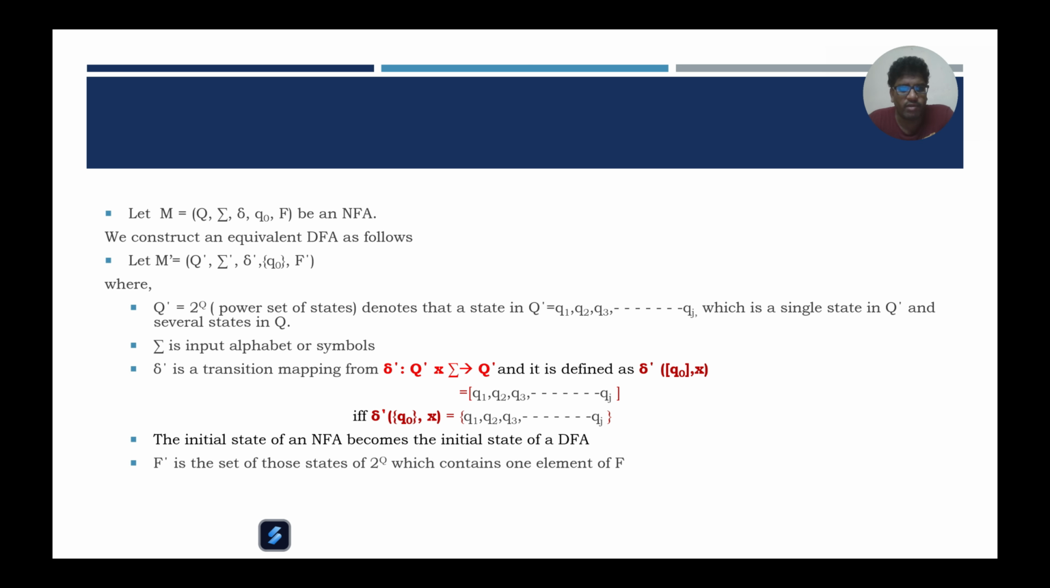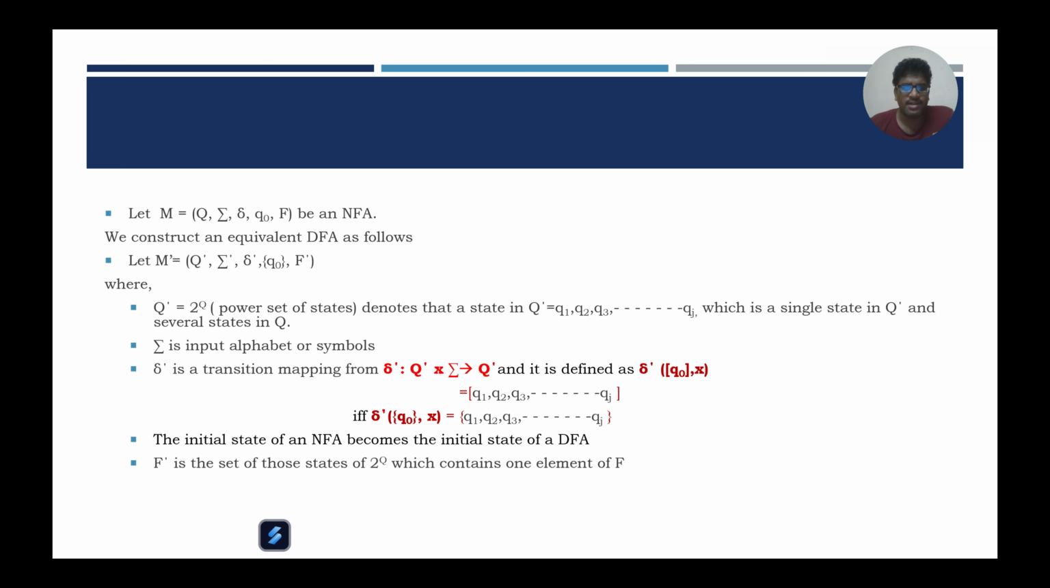The initial state of the NFA becomes the initial state of the DFA. F' is the set of states of 2 power Q which contain at least one element of F. If a set contains two states, it will be final if it contains one element of F. Like this, we are defining machine M and machine M dash, that is, the NFA and DFA machines.